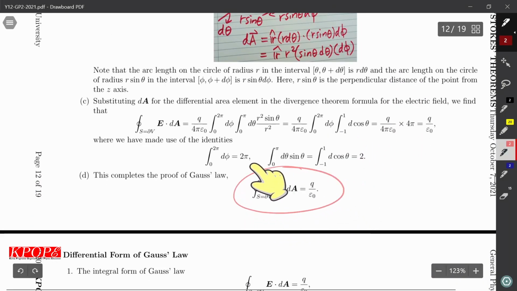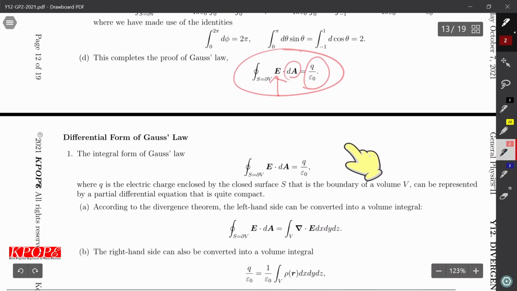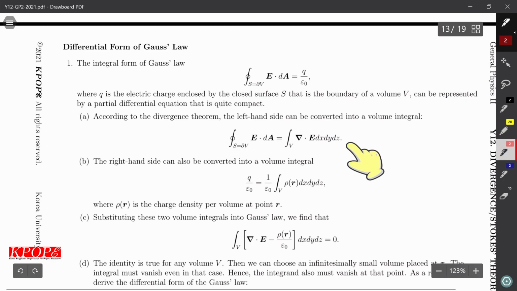If you substitute the electric field and compute the surface integral, it's trivial to find Q over epsilon 0, because I have listed all the definite integrals to obtain the Gauss law. The differential form of the Gauss law is like that.